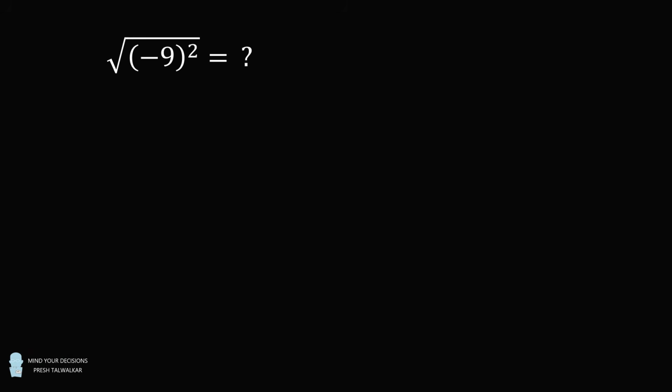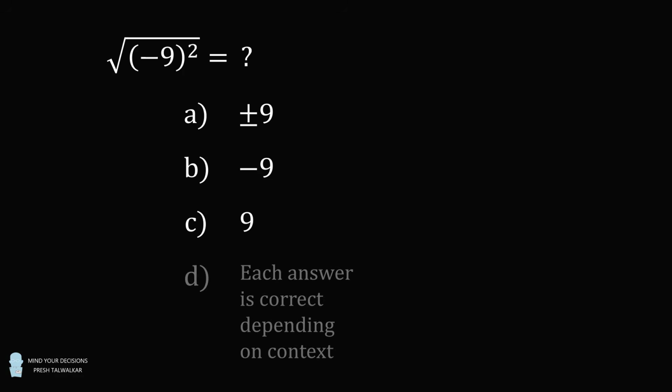Here's a question that confuses many people. What is the square root of the square of negative 9? The answer choices are A, plus or minus 9, B, minus 9, C, 9, or D, each answer is correct depending on context.